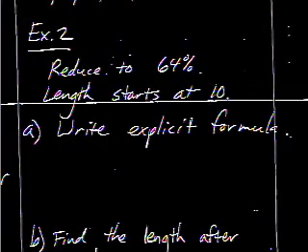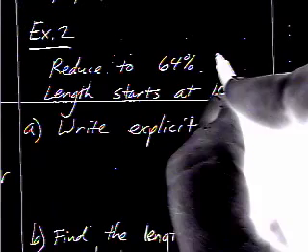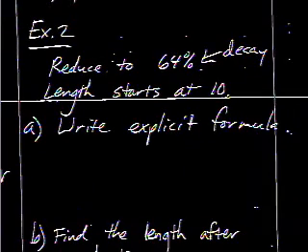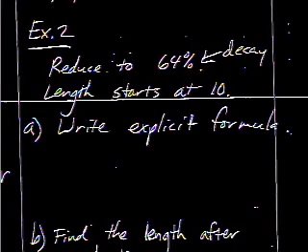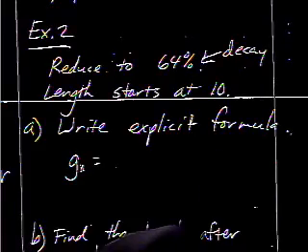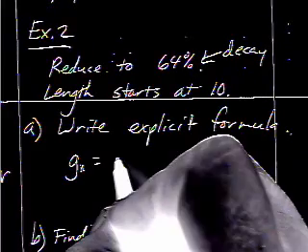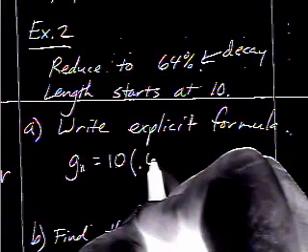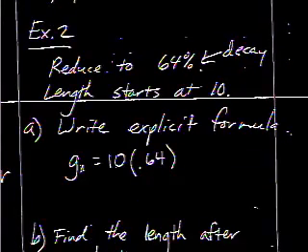Well, here's another example. Anytime you are multiplying by a percentage, or anytime you're talking about increasing or decreasing by a percentage, you know that's multiplication. That's what we talked about in Chapter 8, the exponential growth and decay models. This one would be decay. Why? Because we are multiplying by something smaller than 1. So the length starts out at 10. If I'm going to write the explicit formula, I get G sub n equals the first term times the multiplier to the n minus 1 power.